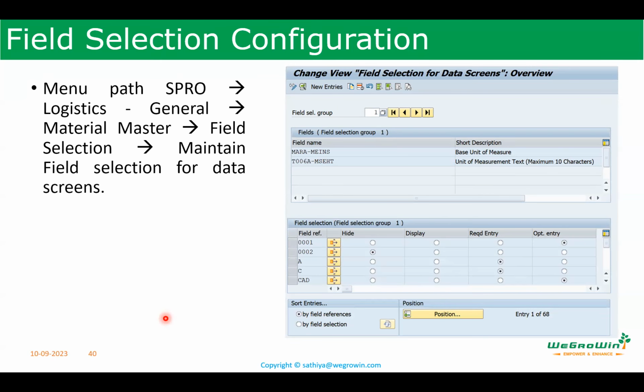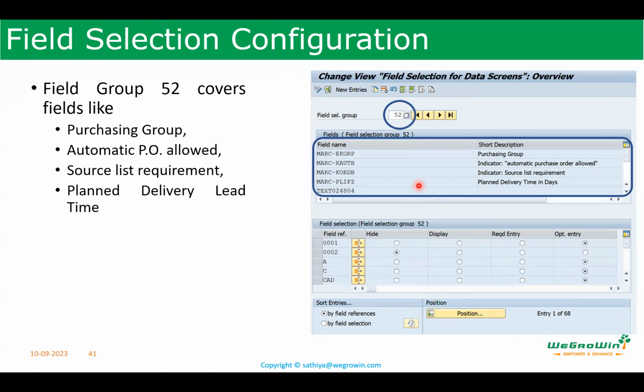This one is done through this configuration: SPRO, Logistics General, Material Master. This is the Material Master field settings, maintain field selection. I go there and check which fields I want to display or change. For example, this is a field selection group which has the basic unit of measure. This basic unit of measure should be an optional entry if I'm using this field reference. For example, this is field group 52, which has purchasing group and automatic purchase order. These are the fields under this one.